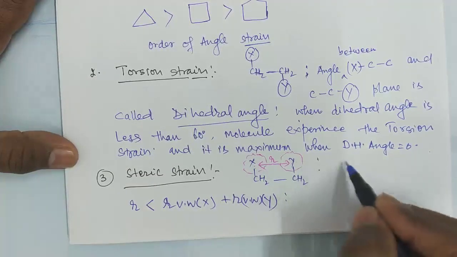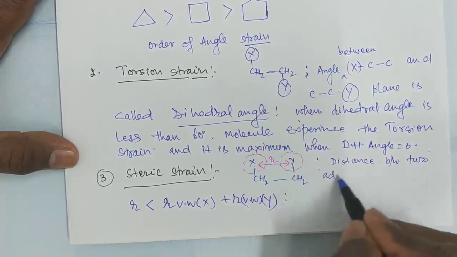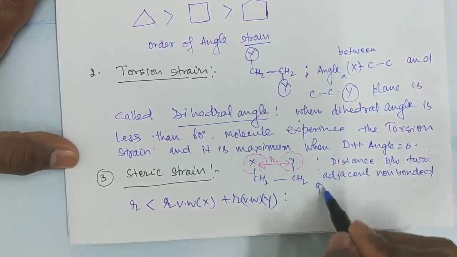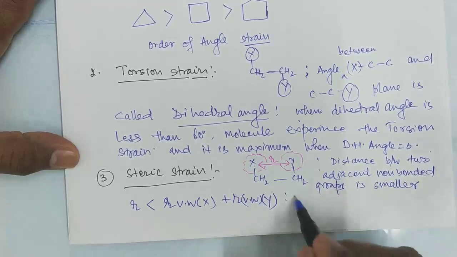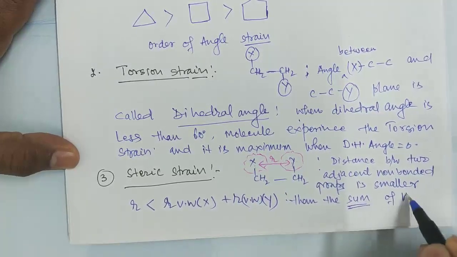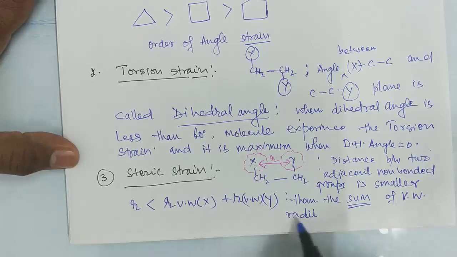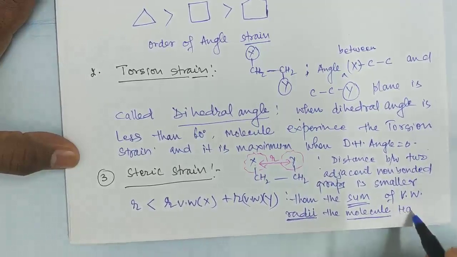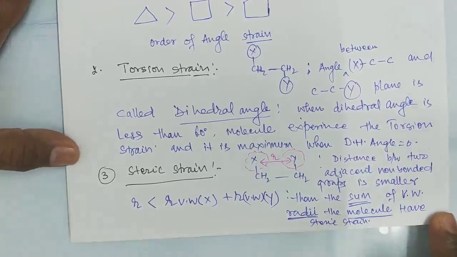Means when the distance between two adjacent non-bonded groups is smaller than the sum of van der Waals radii, the molecule has steric strain, right? Then the molecule has steric strain.